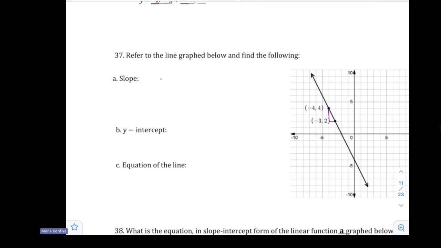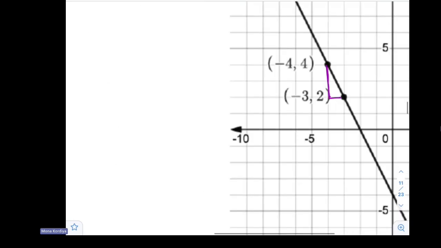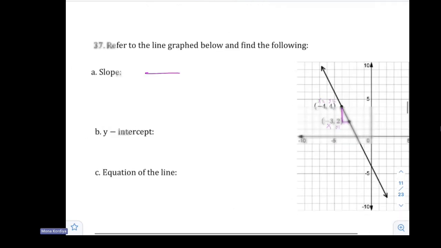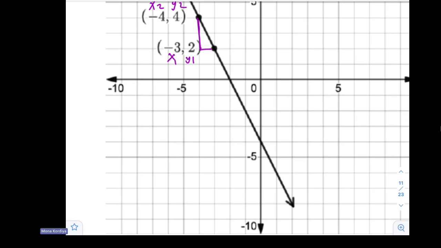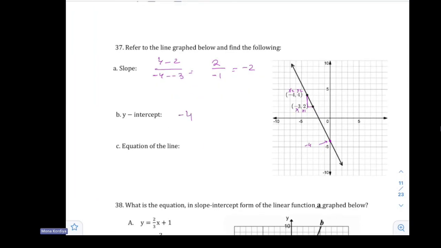If you want the slope formula, you can simply apply it. Let's say this is x1, y1, x2, y2. 4 minus 2 over negative 4 minus negative 3, which is 2 over negative 1, which is negative 2, as we expected. Now, the y-intercept is where the line crosses the y-axis, and in our case it is negative 4. So the equation, which is y equals mx plus b, will have m, the slope that we have, and b is negative 4. Done.